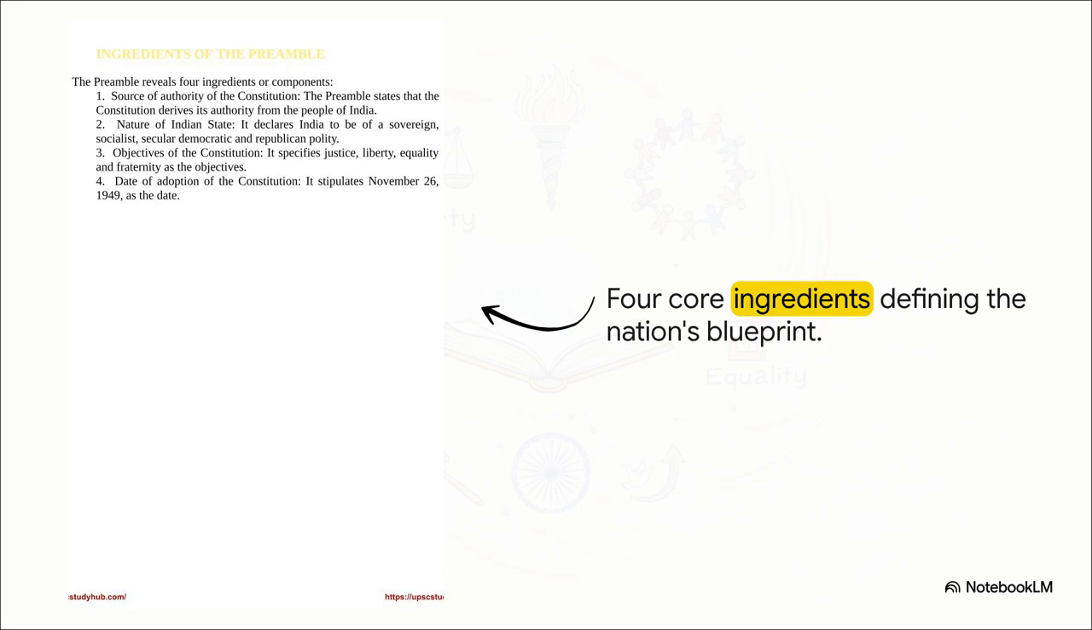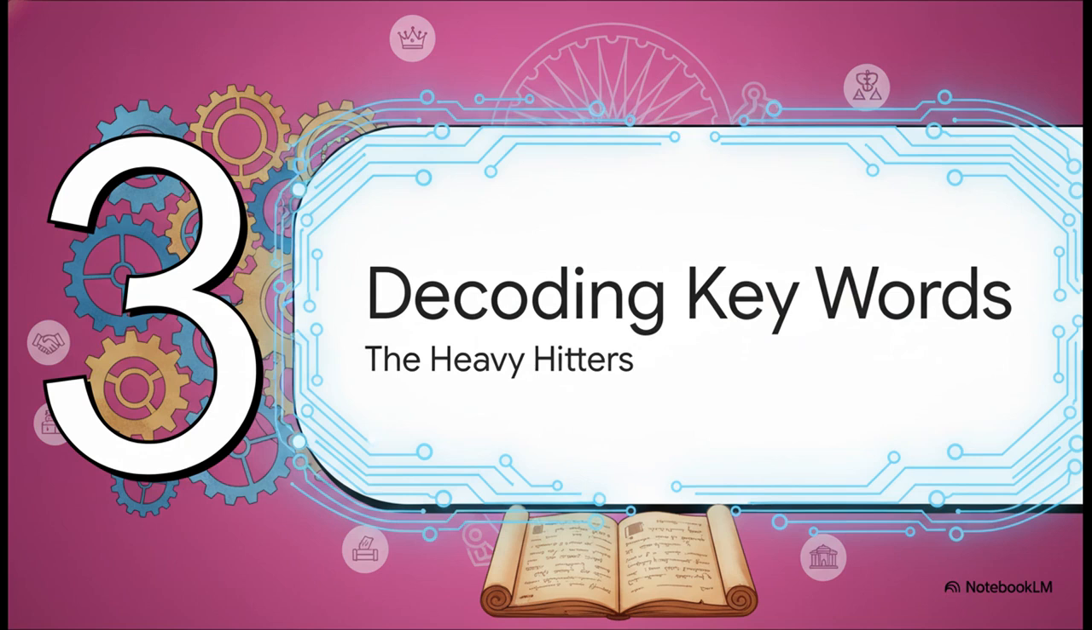Second, the nature of the Indian state. It declares exactly what kind of country India is. Third, the objectives. What does the Constitution actually want to achieve for its citizens? And finally, the date of adoption, officially stamping November 26, 1949 as the day it all started. So it neatly maps out who holds the power, what the nation is, the goals it's striving for, and the official launch date.